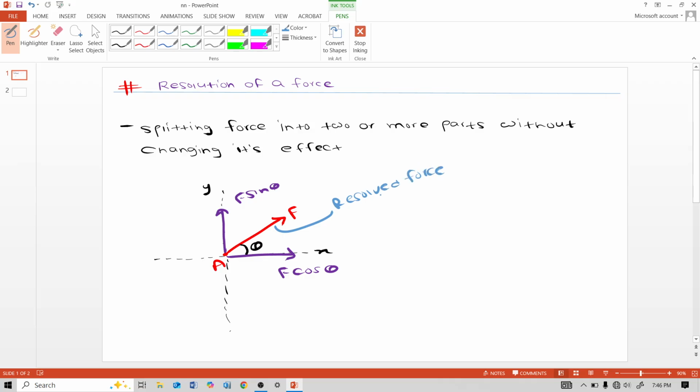and that split, see, the force which is split into different parts is called the resolved force, and the parts into which the force is split are called components of force or resolutes. So these are components of force or resolutes. This is also a component of force and resolutes.